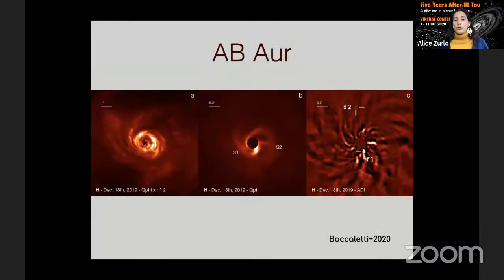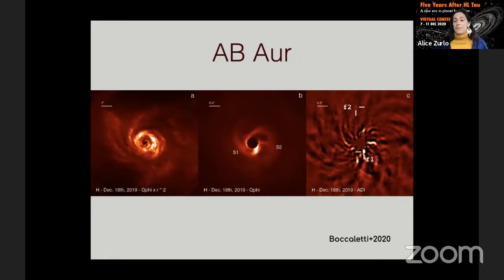And I just wanted to briefly mention another very interesting system, the system around AB Aurigae. This is very spectacular, as you can see in these images from SPHERE. This has been presented this year by Anthony Boccaletti, and you can see that there are many spiral features in this protoplanetary disk. There are two features here that we may think are two protoplanets still forming, and that they are responsible for the spirals that we can see around this system.